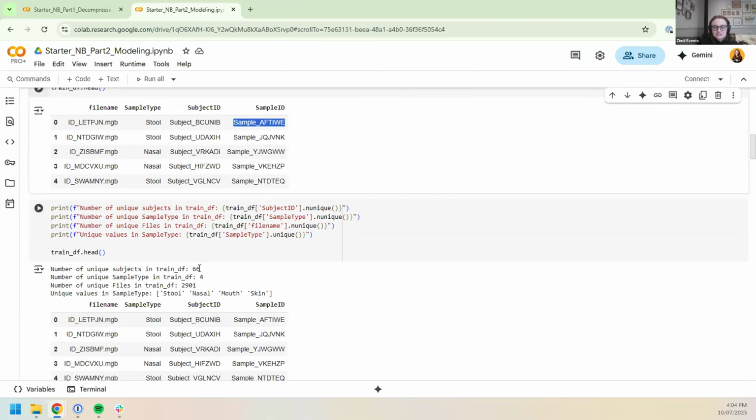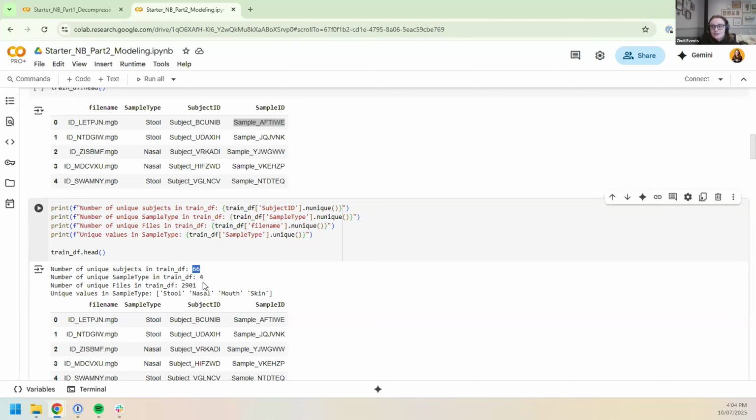When we're going through it, our train folder has 66 participants in it. If you read the study, you will be able to determine how many participants are in test. We've got 4 unique sample types, which makes sense: stool, nasal, mouth, and skin. And we've got almost 3,000 samples. Again, if you read the paper, you'll be able to determine how many samples there are in total.